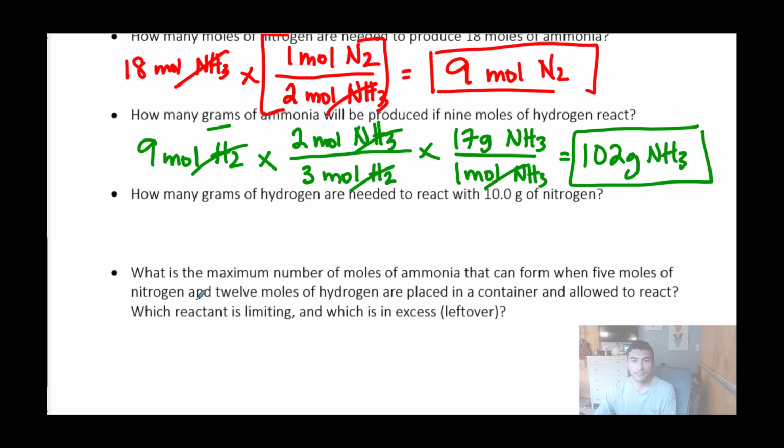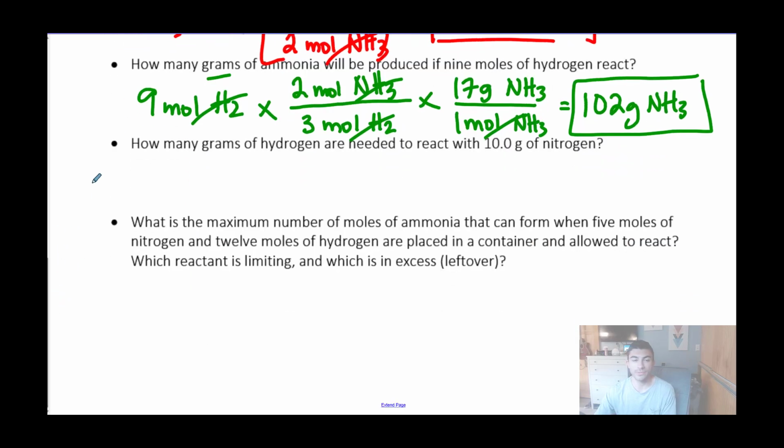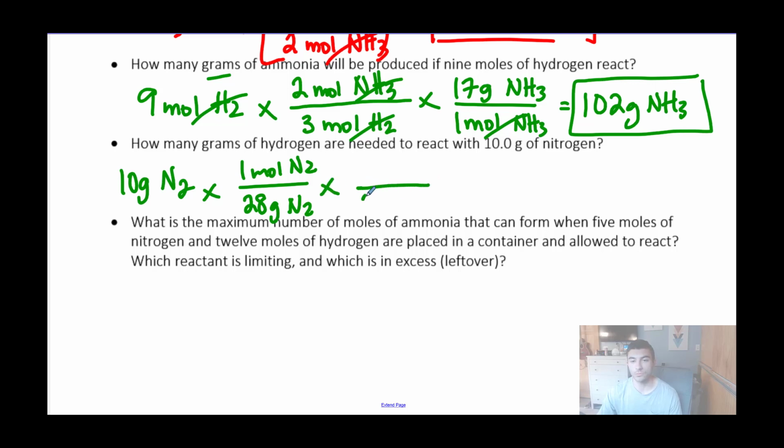Third example, how many grams of hydrogen are needed to react with 10 grams of nitrogen. So I'm starting with 10 grams of nitrogen. This is a red flag because I cannot use the mole ratio, which I need to use, until this grams of nitrogen is in moles. So I use the molar mass of nitrogen, 28 grams per mole, to convert to moles, which allows me to use the mole ratio from the equation, which is 1 mole of nitrogen reacts with 3 moles of hydrogen.